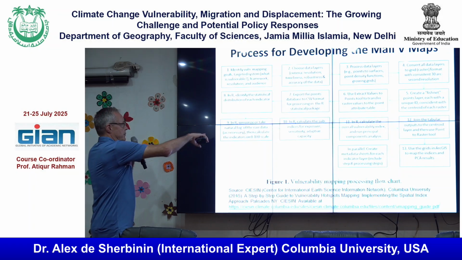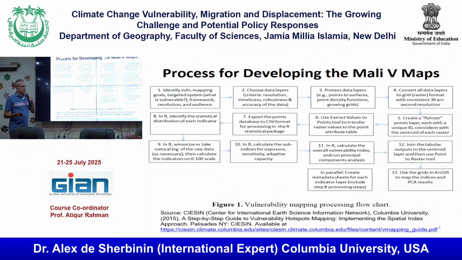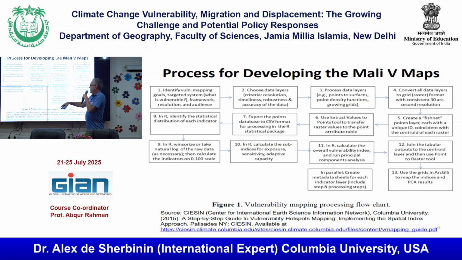So step 9, we do the transformations to the data, basically trimming the tails, logging values where there may be skewness in the values, things of that sort. And then we calculate all the indicators on a 0 to 100 scale. So that's a transformation step where all the indicators are calculated on a min-max transformation, which I'll talk about in a moment. Then in R, we calculate the sub-indices for exposure, sensitivity, and adaptive capacity.